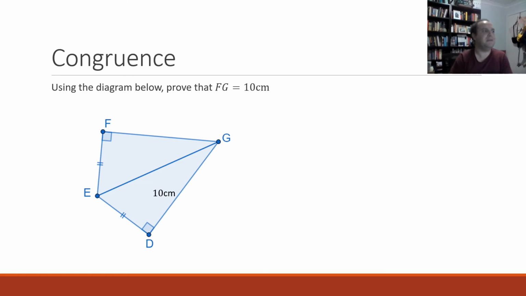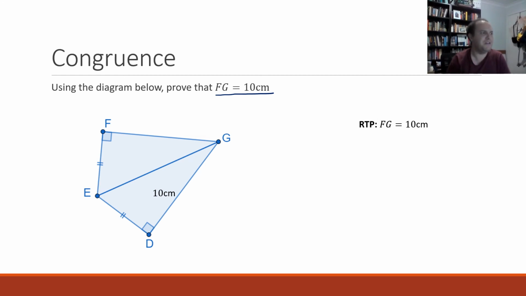Now let's do another one, it's a little bit different. So using the diagram below, we have to prove that FG equals 10 centimeters. So following our steps, we'll do our RTP statement. The question tells us again, FG has to equal 10 centimeters. And that's what we're required to prove.